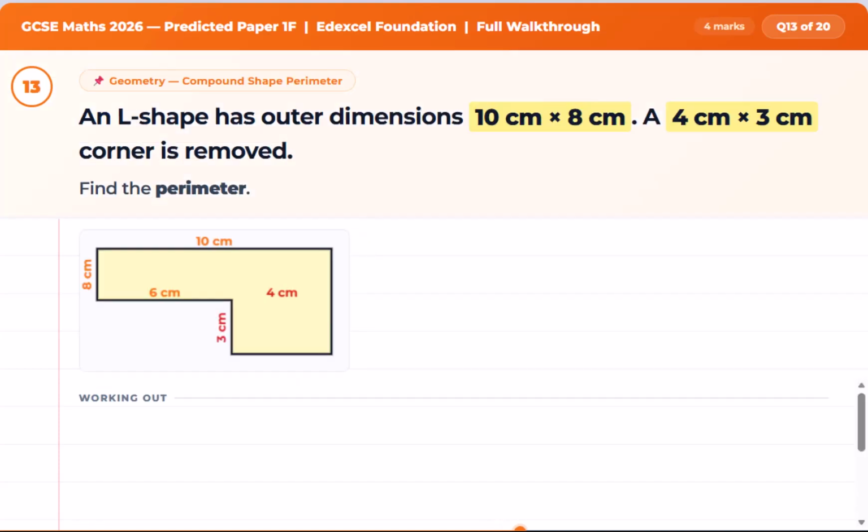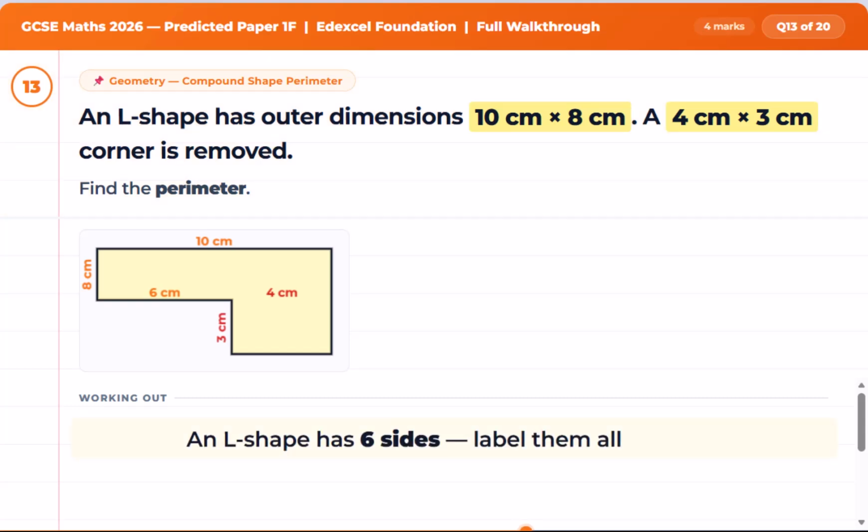An L-shaped figure has outer dimensions 10 cm by 8 cm. A 4 cm by 3 cm rectangle is cut from one corner. Find the perimeter. An L-shape has 6 sides. 2 of them are the inner sides created by removing the corner.